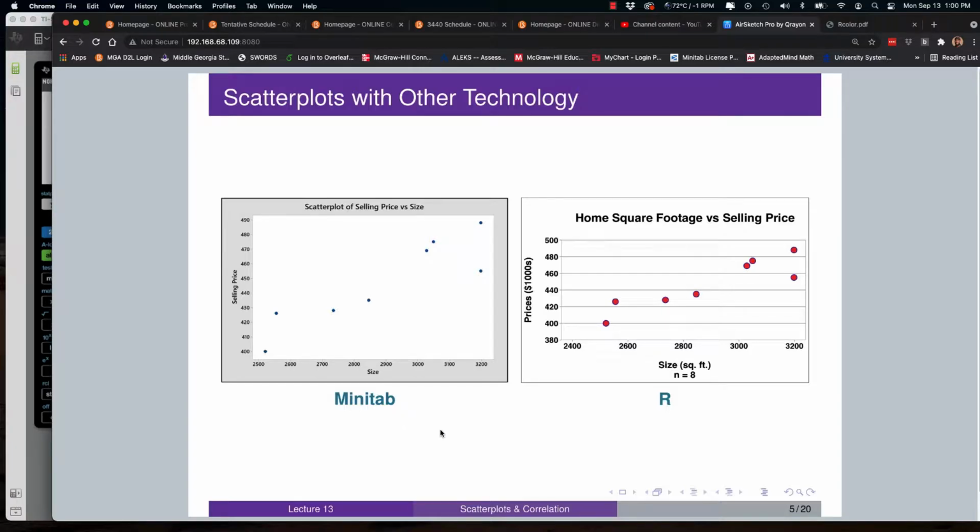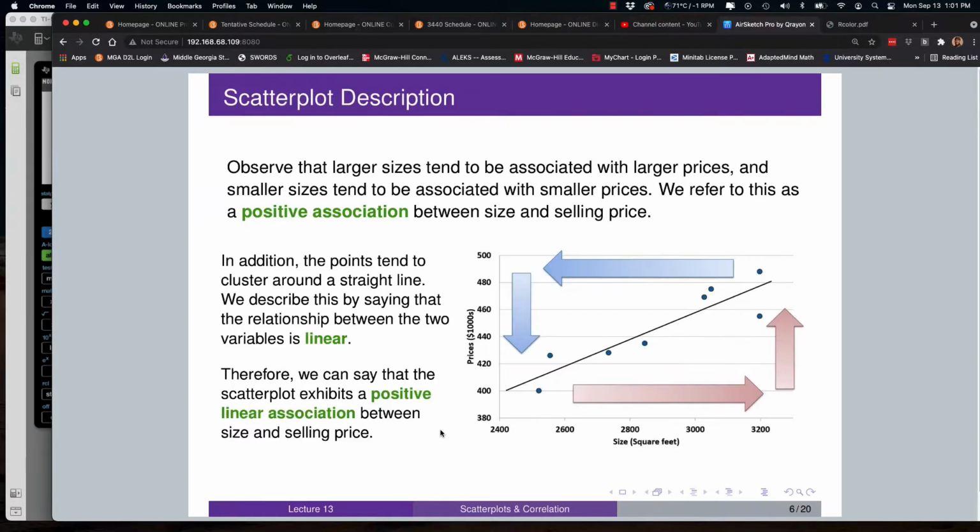Just know we can create it with just about any technology we want, or software. All right, so scatterplot description is very important, and it's going to be the bulk of what we really talk about here in this lecture.